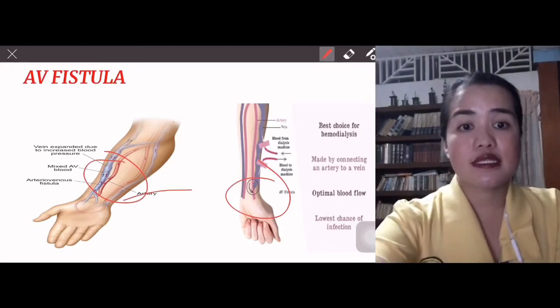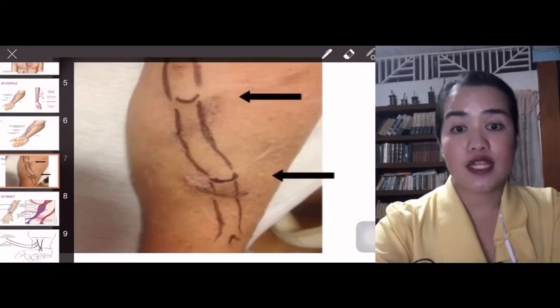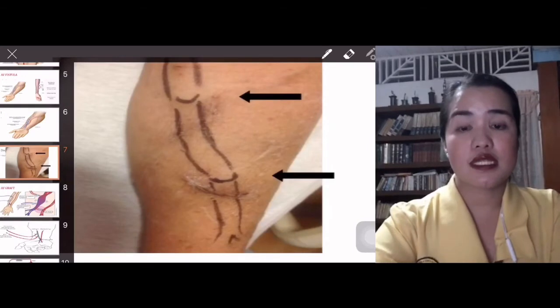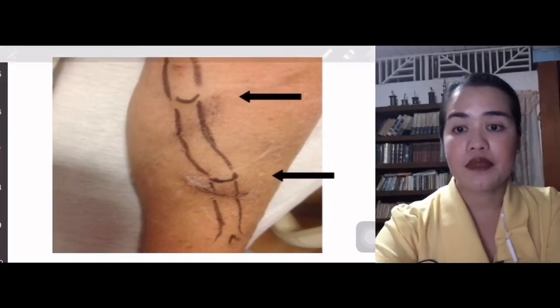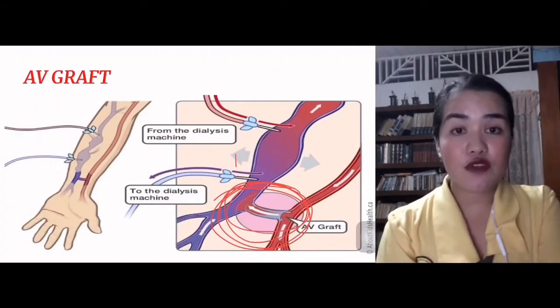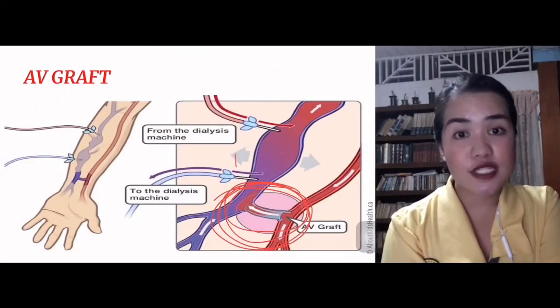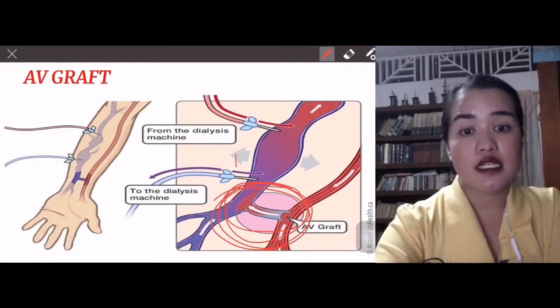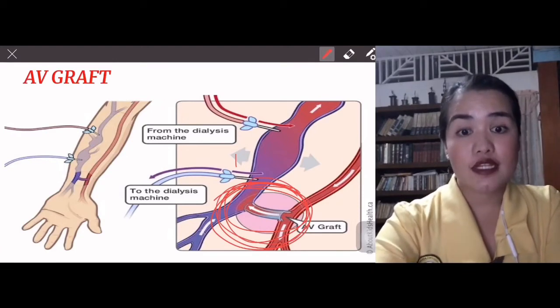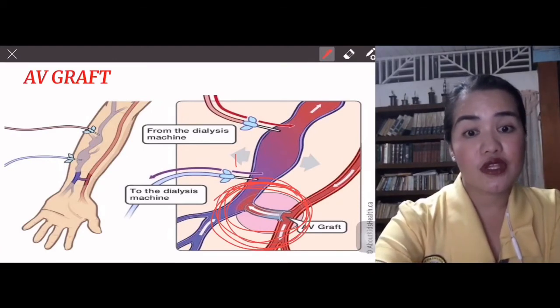Next is, so this is an example of a healed or matured AV fistula. Next we have the AV graft, or arteriovenous graft. This is actually the same as the AV fistula. The only difference is that a synthetic tube is used to connect one end to the artery and the other end to the vein.